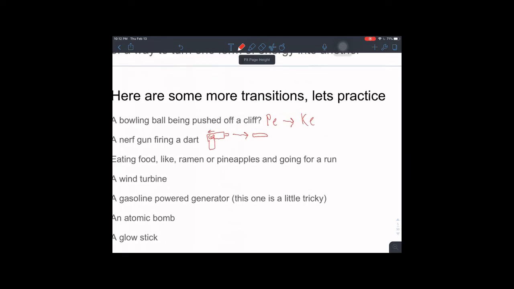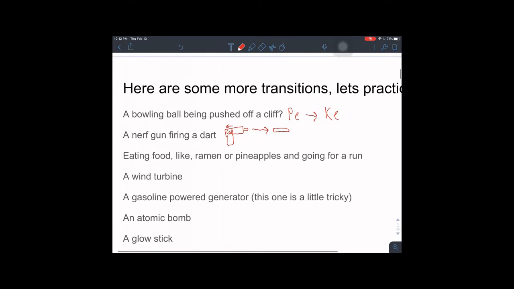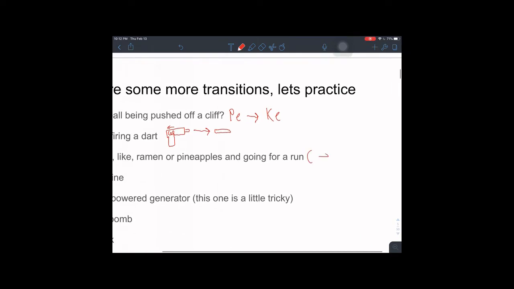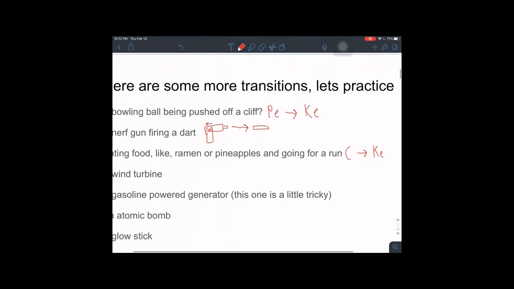Eating food and going for a run. So food is chemical energy that your body can absorb, and if you're going for a run, you are moving, so that is kinetic energy. So that is chemical to kinetic energy.